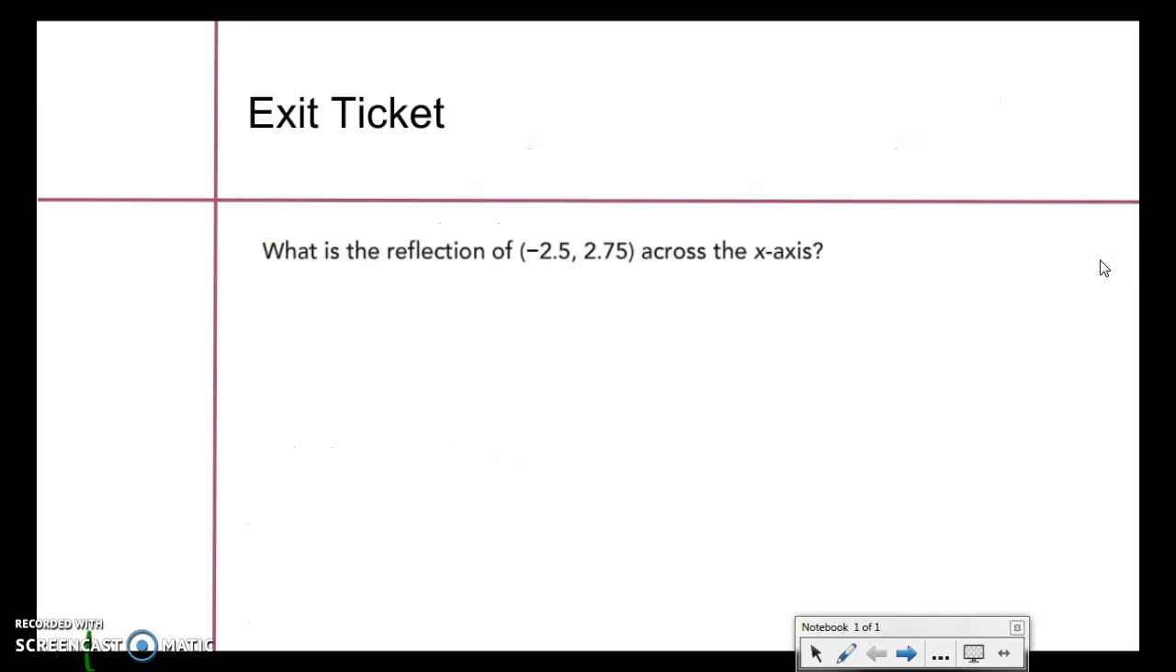Okay, so for your exit ticket today, what I want you to do is figure out what the reflection of -2.5 and 2 and 7/500 is across the x-axis. So you're going to plot this point and then flip it across the x-axis and then find the coordinates for that point. Good luck. I know you can do it. If you get stuck, please ask.